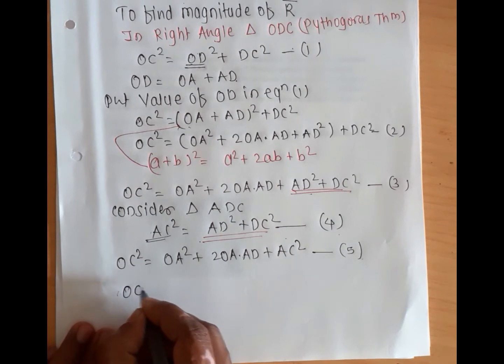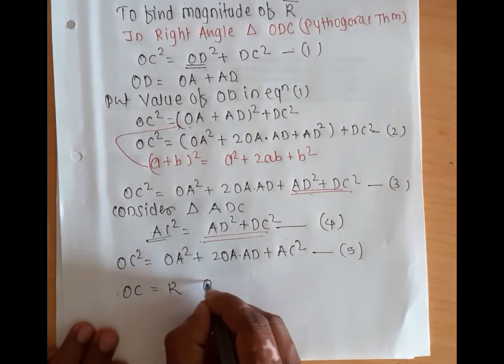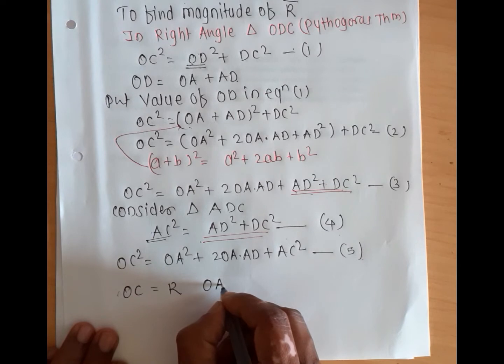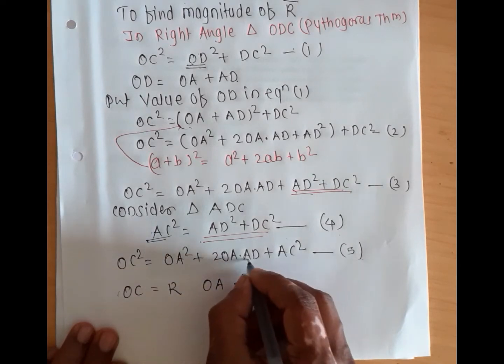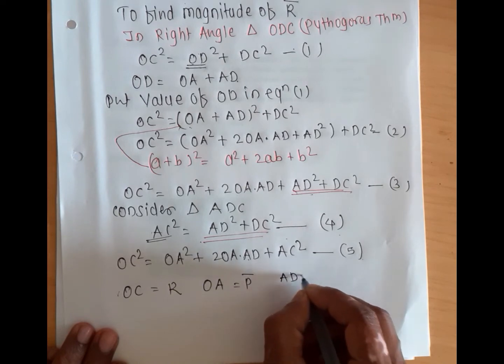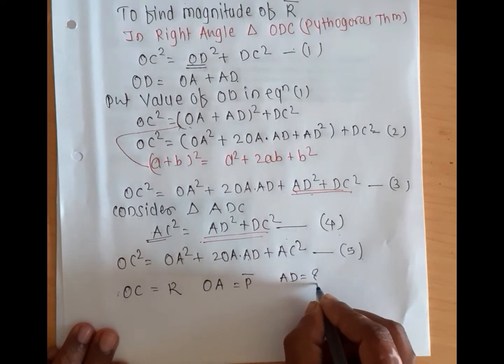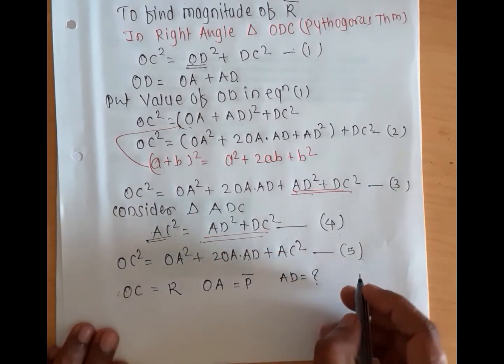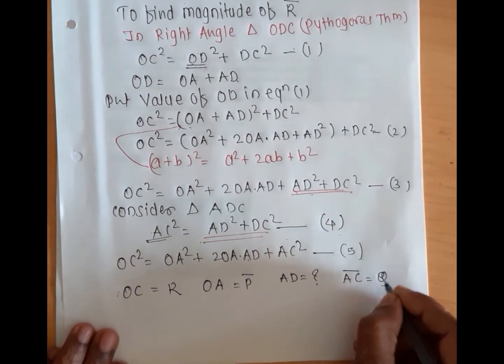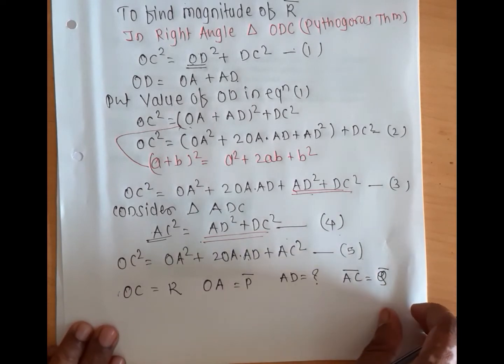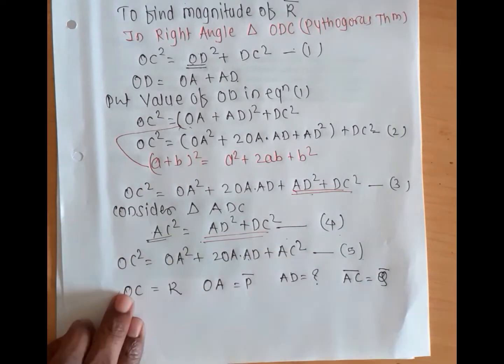OC is equal to R. OA is equal to P bar. AD we don't know, so first we find AD. Then AC is again equal to Q bar. So first we find the value of AC. So how to find the value of AD?